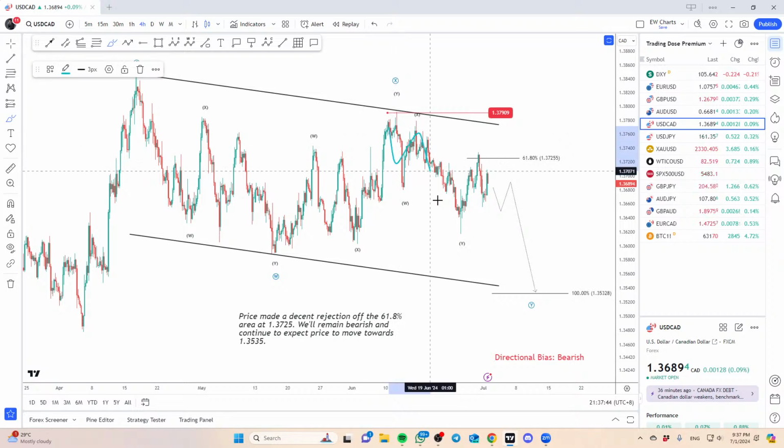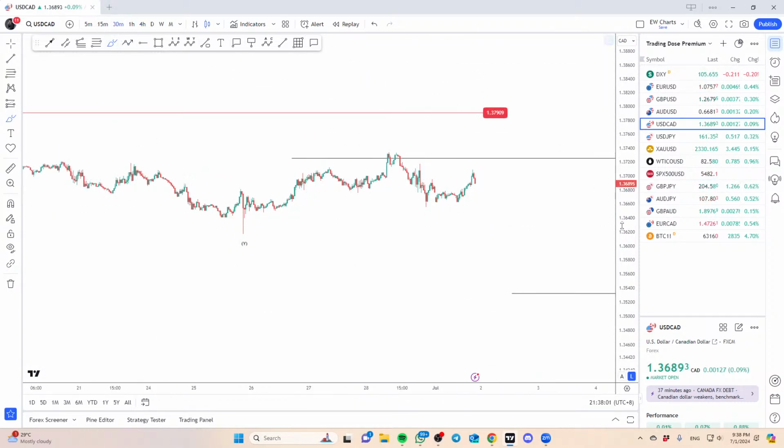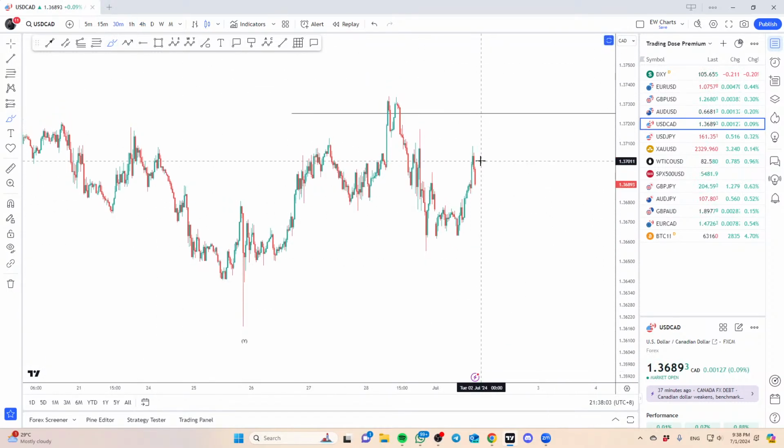We do have this three-wave move, and we have that pullback. The market seems to respect that 618 very neatly at the moment. So I would say overall directional bias is to the downside, and of course we'll be looking out for sell opportunities, right? Then you can decide to go down to a lower time frame, zoom in a little bit more, to start identifying areas of entry.